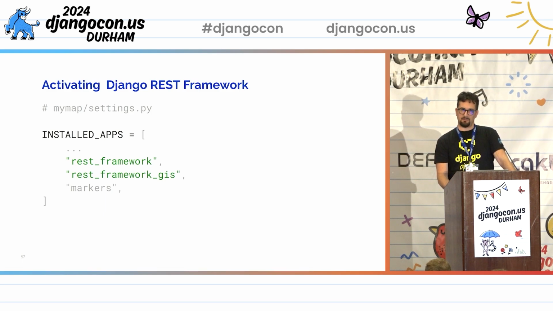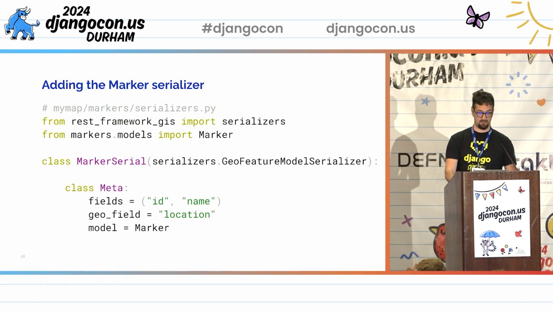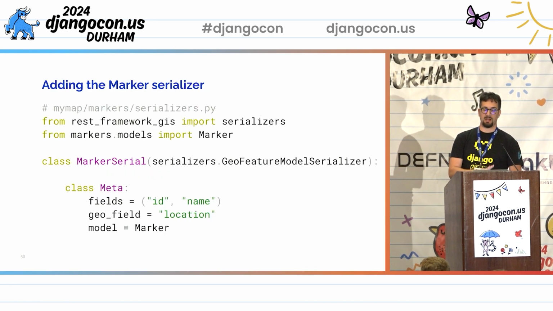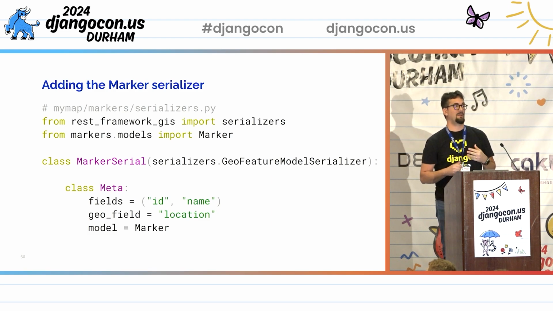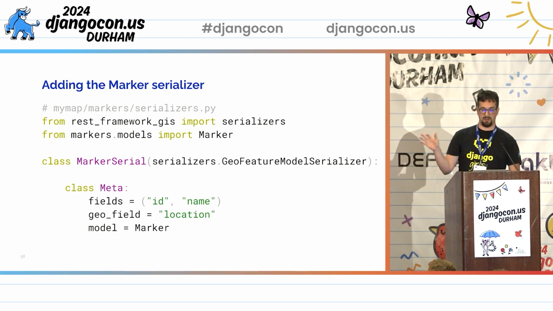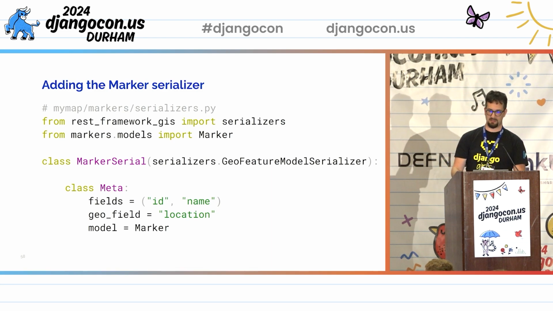In this part of the map, we want to create a RESTful geographic endpoint to serve our markers. We need to use Django REST framework and its geographic add-on directly in our code, so we need to add them in the installed apps in the settings. First, we create a serializer for our marker class, inheriting from the Geo feature model serializer. We only have to define an optional list of fields to be shown as additional properties, the geographic field, and the model itself.